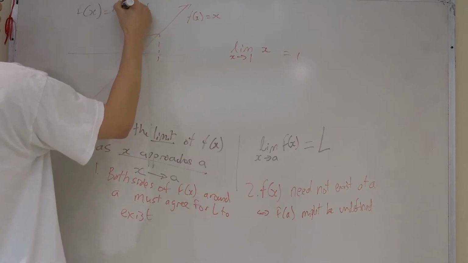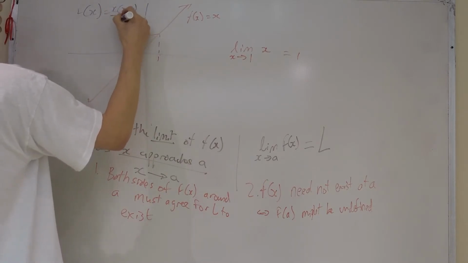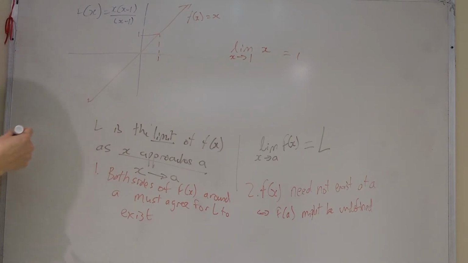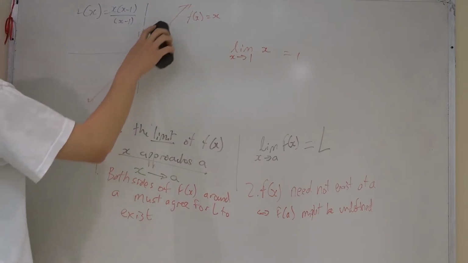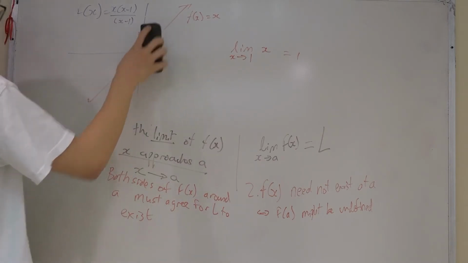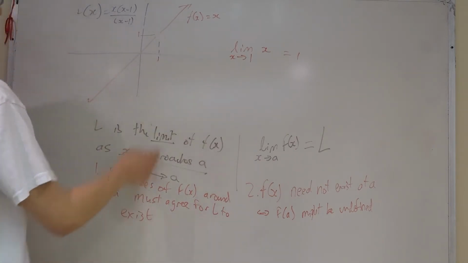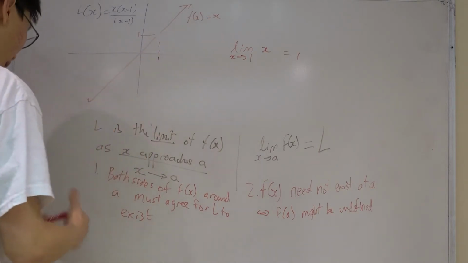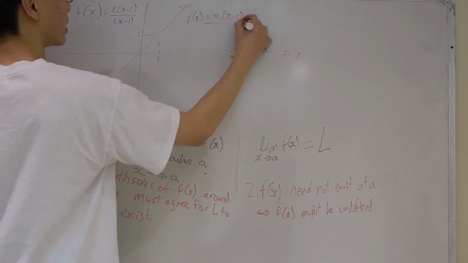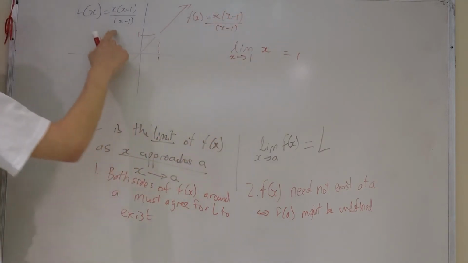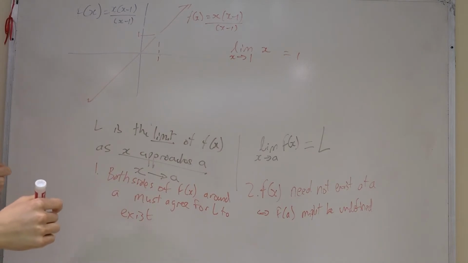x times x minus 1 all over x minus 1. Okay, I want you to go and graph this function to see why I even bother doing this. When you graph it, you'll notice something is very peculiar. It differs from f of x equals x in only one way, and you may even be able to see it just by looking at the definition of the function.